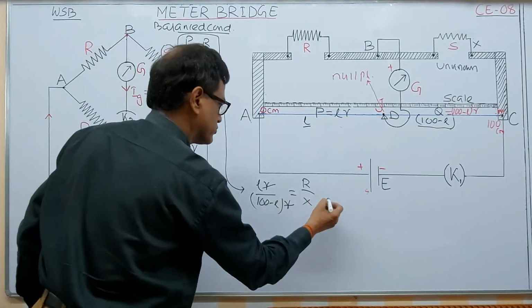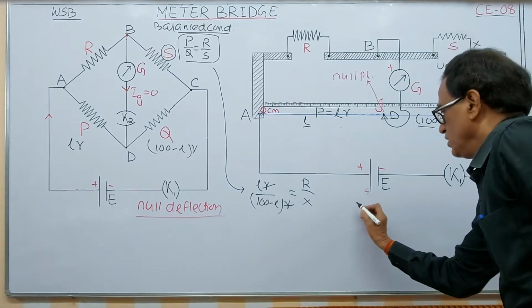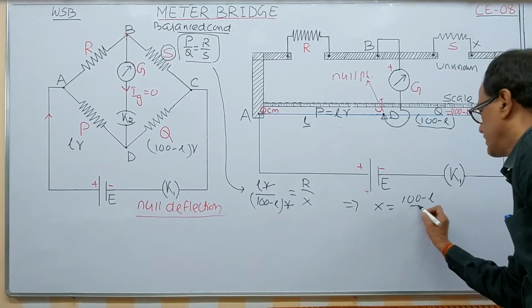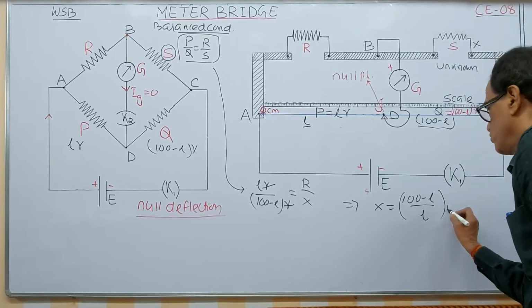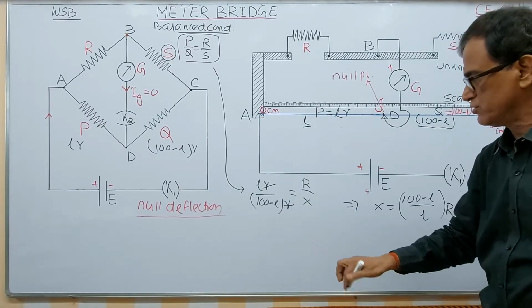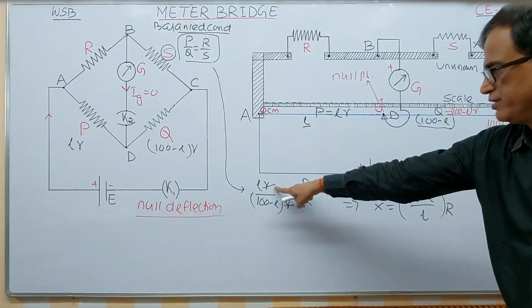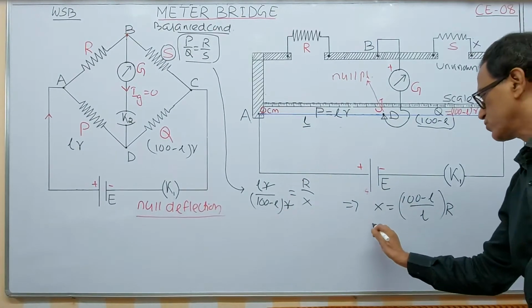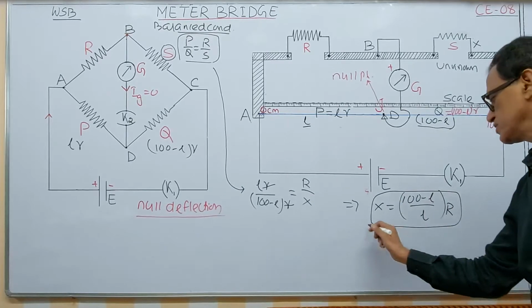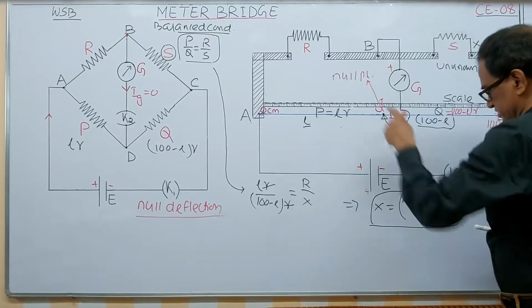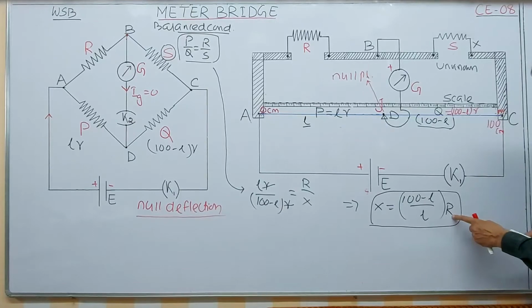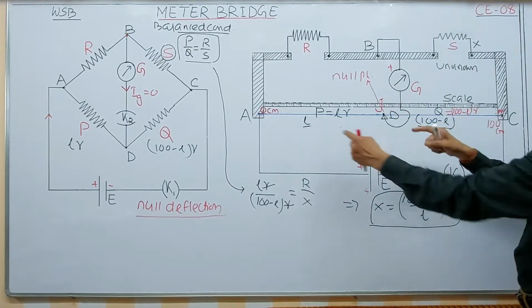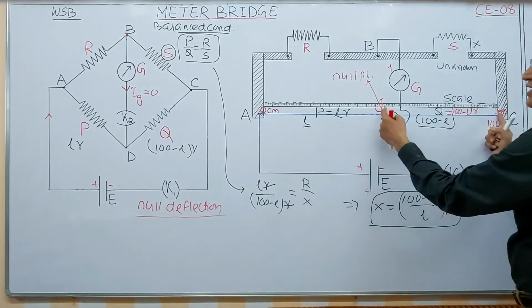So that means if you solve it, X is equal to 100 minus L by L into R. You can see this R cancels out, and X can be taken to the numerator. X is equal to 100 minus L by L into R, cross multiplied. This is the formula. This R resistance is known from the resistance box. Only the balancing length will be found out by adjusting this jockey over the wire, so that this length can be measured from the scale. The remaining length can be calculated.